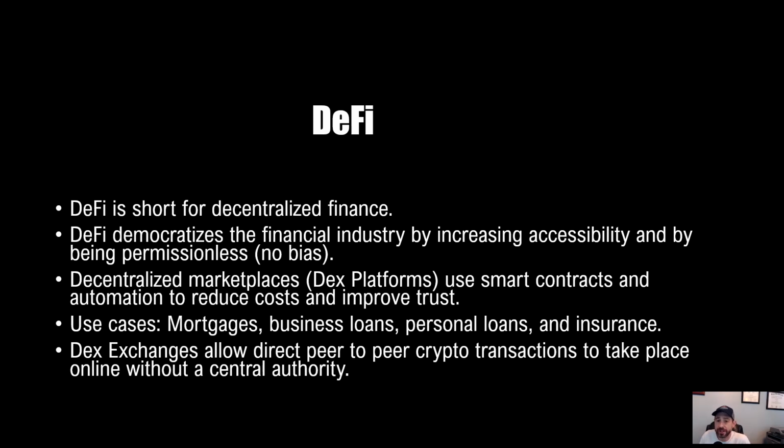Now, there are also decentralized marketplaces called DEX platforms. What these do is they use smart contracts and automation, and they reduce costs and improve trust. So that's part of DeFi also. Some use cases, again: mortgages, business loans, personal loans, insurance, sending and receiving money. There are all kinds of cases. And DEX exchanges allow direct peer-to-peer crypto transactions to take place online, again, without a central authority.